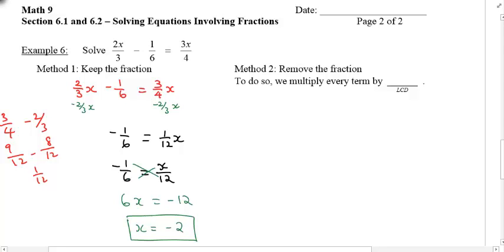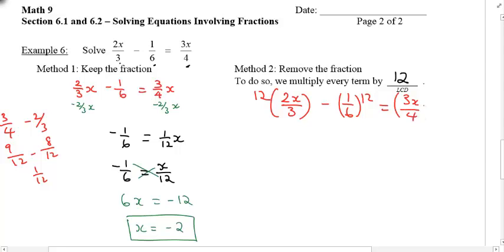Let's do this again for those of you who hate fractions by removing it. And the lowest common denominator of 3, 6, and 4, I think it is 12. So once again, I'm going to ask you to multiply every single term. And did you hear me? Every single term by 12.